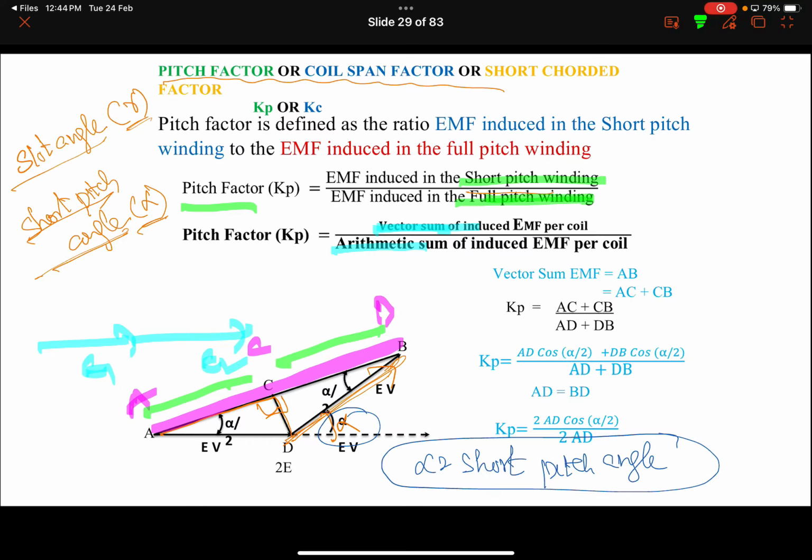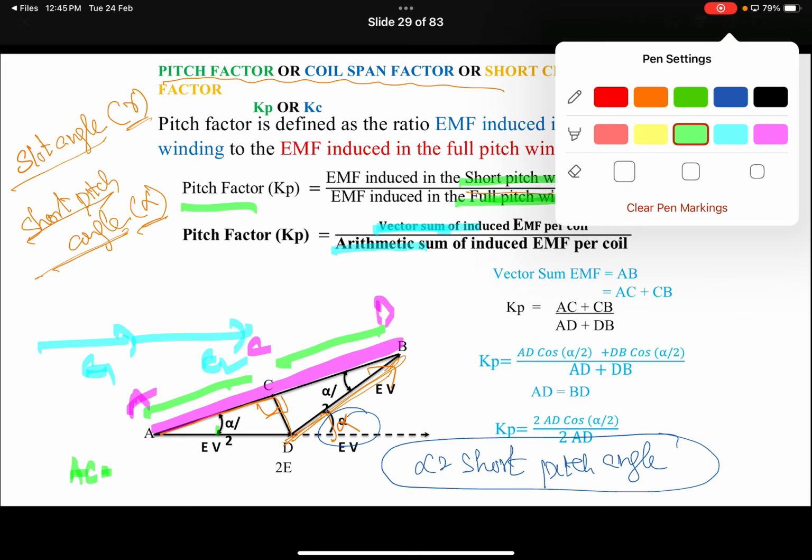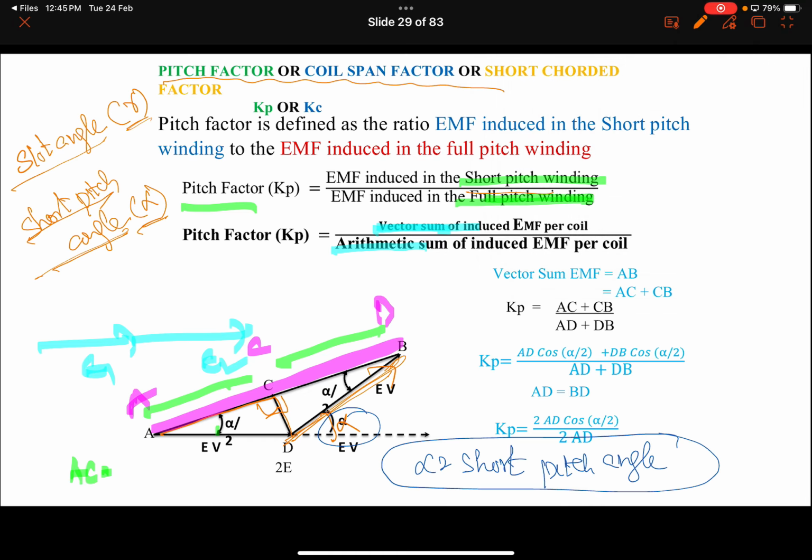Already I know this is alpha by 2. This is 90 degrees. What is this angle here? It is the opposite side. This is the adjacent side. So it will be in terms of cos. So just revise this basic maths terminology, and then you will get the AC value. It's just a matter of time. AC equal to AD into cos alpha by 2.